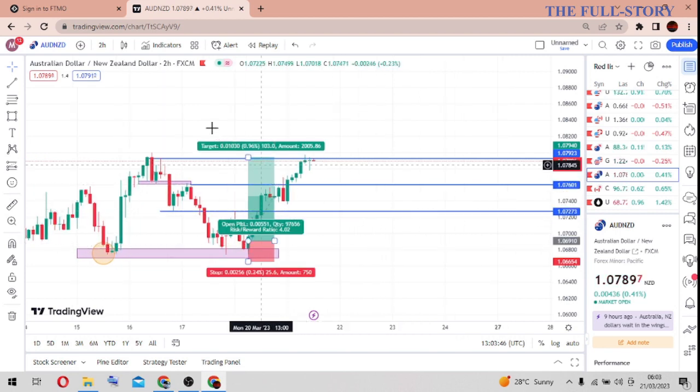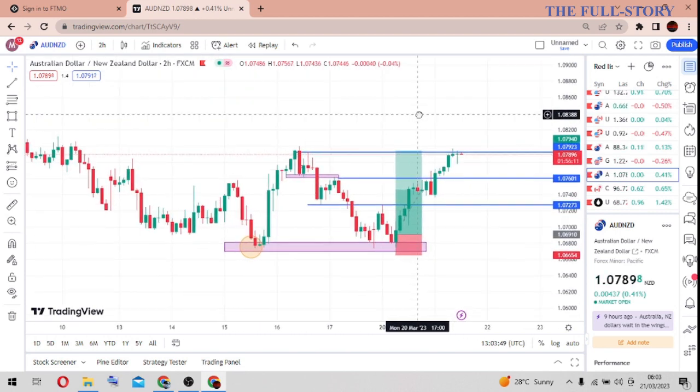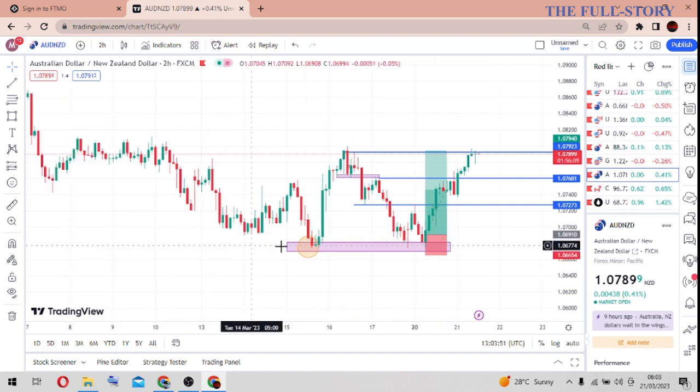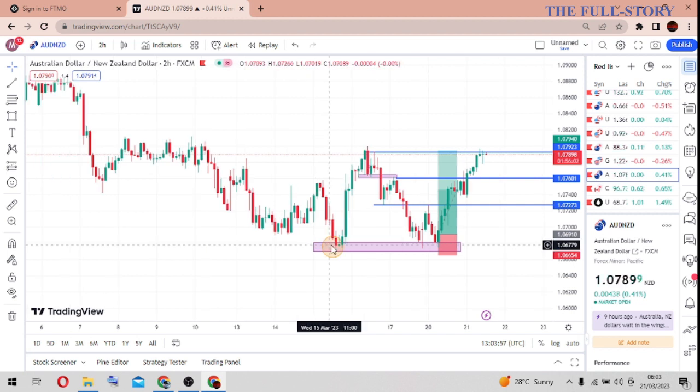So this is AUD NZD. I used the same strategy. So price came, it failed to break these lows, so this point here acted as a support. So you see I marked it off.